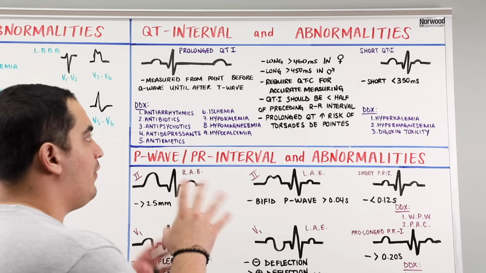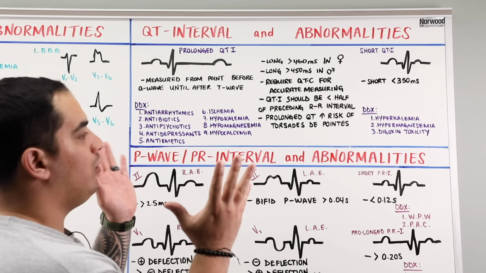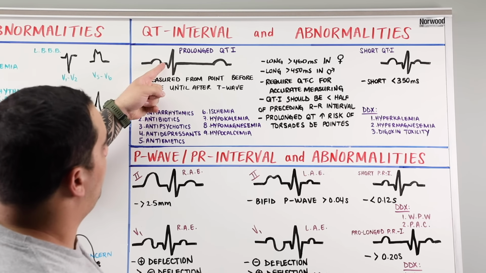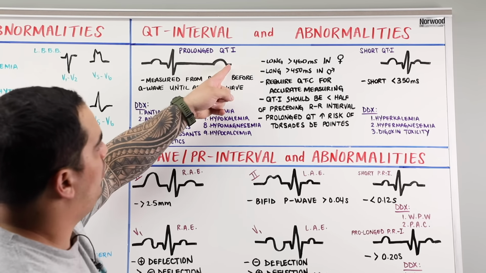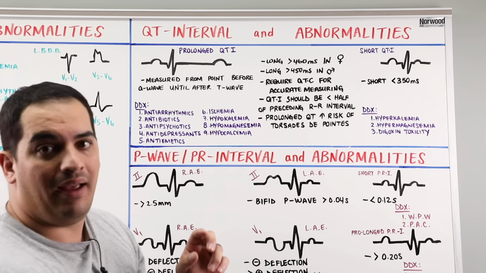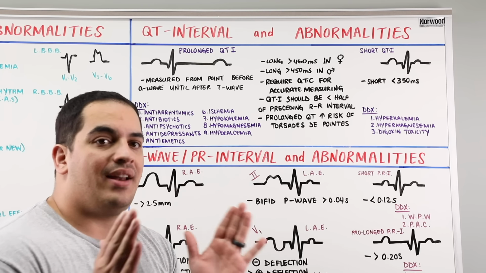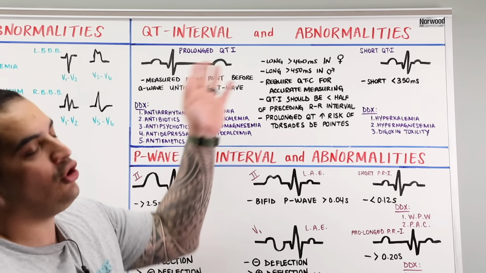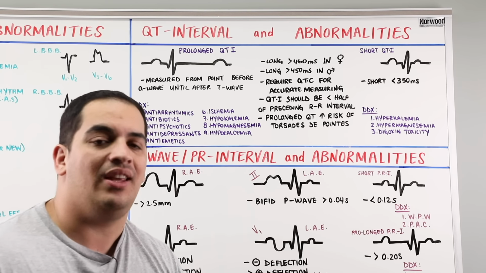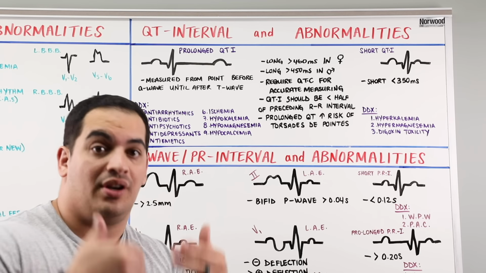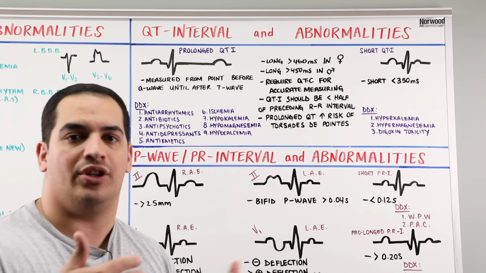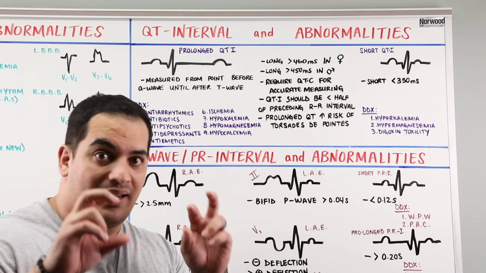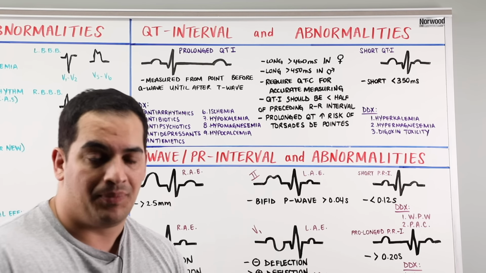So, first thing we need to determine is, how do we know if it's a prolonged QT interval? Remember, how do we measure the QT interval? You start right before the Q wave starts to go down, and then you go all the way until after the T wave, okay? And then you measure that distance. Now, generally, we say that QT intervals greater than about 460 milliseconds in females is by definition long QT, prolonged QT. Greater than 450 milliseconds in males is by definition a prolonged QT.